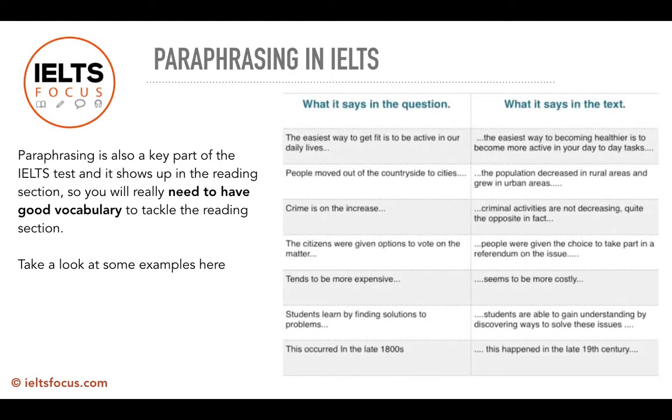Let's look at some examples. On the left side, it's what it might say in the question, and then on the right side is what it might say in the text. For example, people moved out of the countryside to cities, but in the text it may say the population decreased in rural areas and grew in urban areas. So that's true, that's kind of the same meaning, it's paraphrased. Or crime is on the increase. Criminal activities are not decreasing, quite the opposite in fact. So that's a very important skill, to understand how things are paraphrased in English.